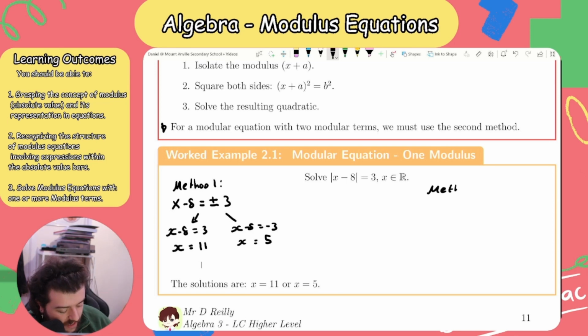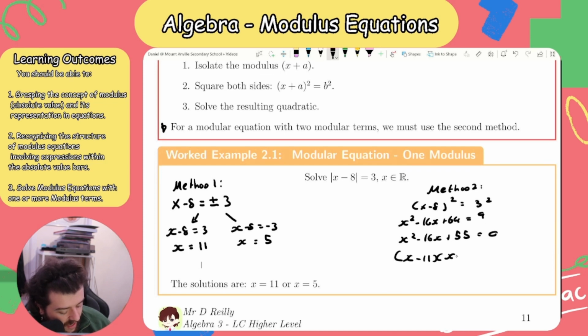Or I can look at method 2, and that is going to be (x - 8)² = 3². This is going to expand out to x² - 16x + 64 = 9. Bring the 9 over. I have x² - 16x + 64 - 9, which is 55, equals 0. Two numbers that multiply to get 55 but add to get 16. That's going to be (x - 11)(x - 5). So x is going to equal 11 and x is equal to 5. So there are the two ways of doing it.